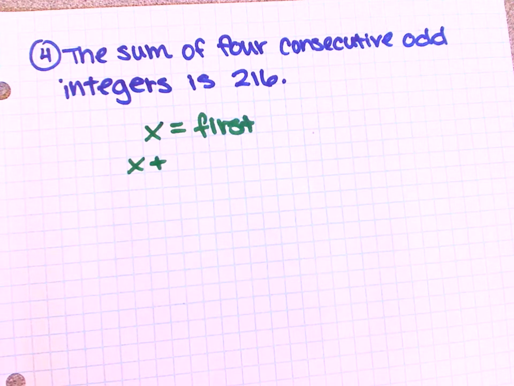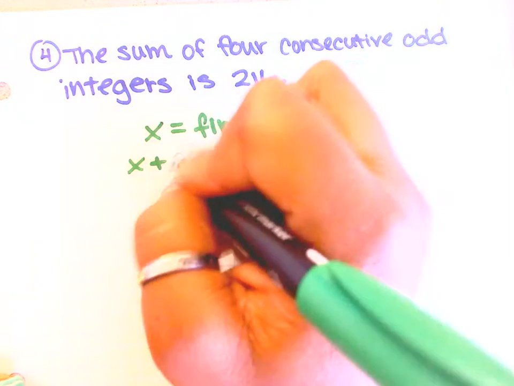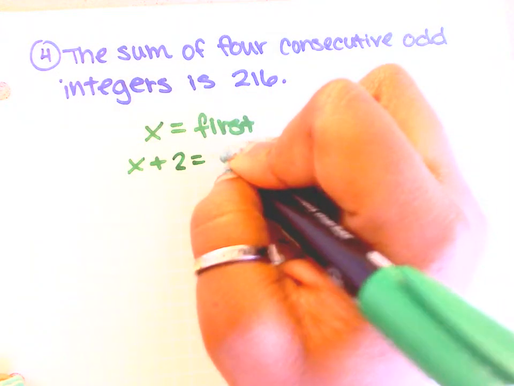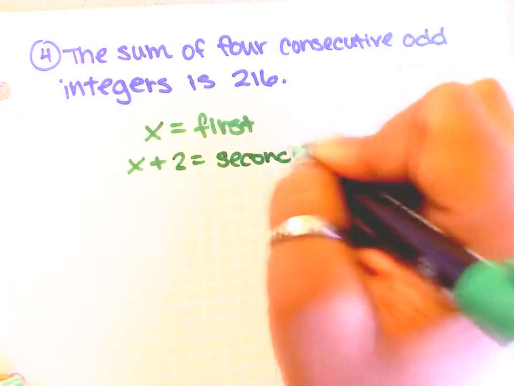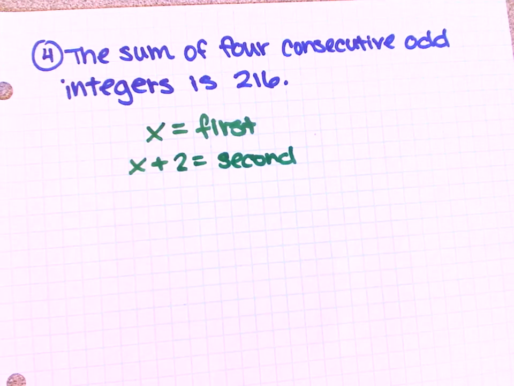Whisper to the person next to you, what do you think it is? I heard 2. Very good. X plus 2 is going to be your second integer. Why 2? Look at the number line. If I'm going to increase in an odd amount, I can't only increase by 1 because that would be an even number. I have to increase by 2. So x plus 2 will be my second number.